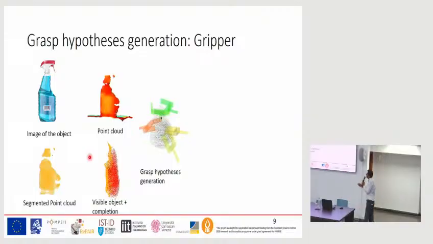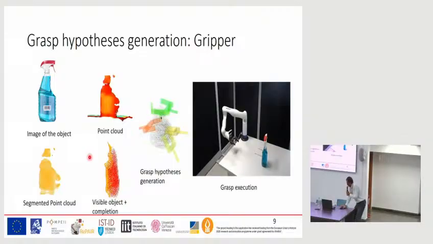So what we do is we simulate placing the gripper in some positions, and the green one on the top is the best one. It's the one that works best to grasp the object. And what we do afterwards is we execute that.